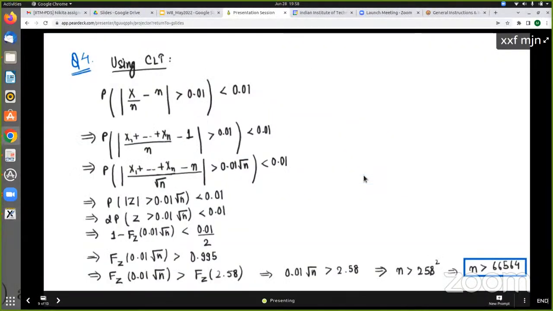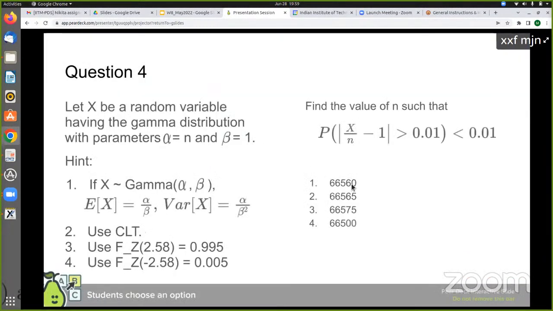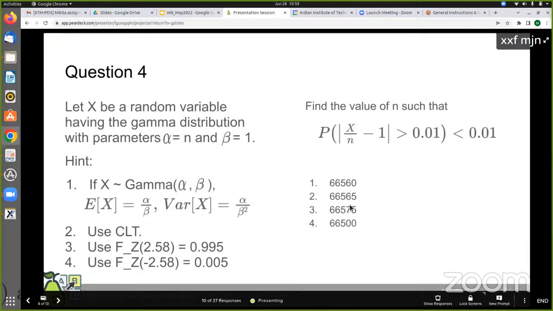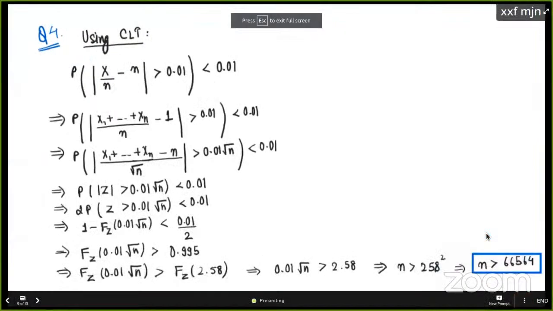So this is 66564, right? And whichever value is greater than 66564 is the right answer. Here two values are greater than 66564: option 2 and option 3. Yes, both are correct. Okay, so we'll move to the next question.